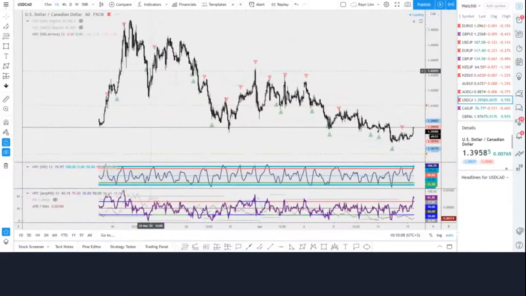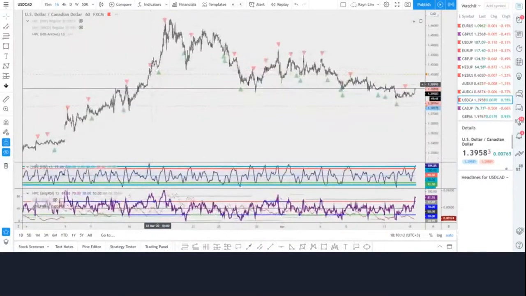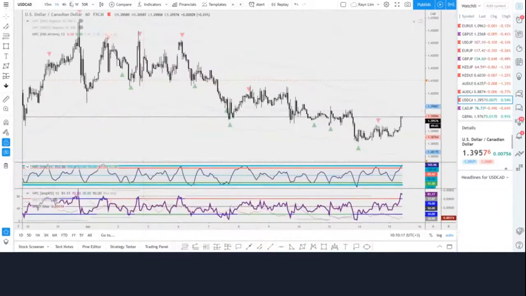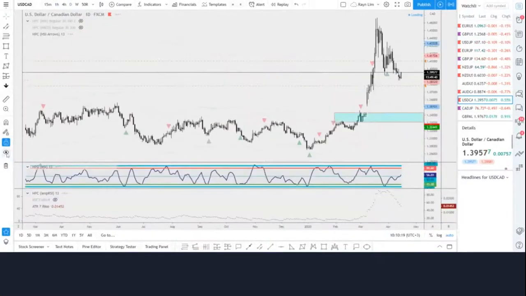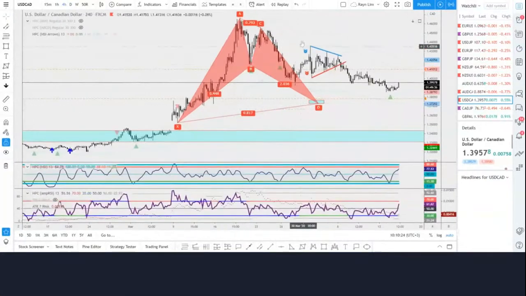Alright. Based on the 1-hour chart, this was the support, it's not broken yet, so it's still on a bullish trend. Alright, amazing dollar cat. Let me just share with you my analysis. Head down to the 4-hour chart, you have this bullish back pattern.